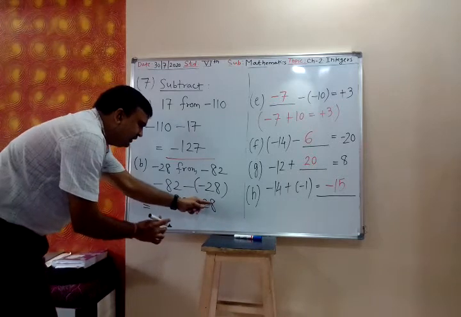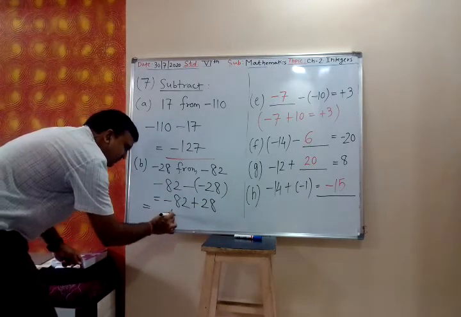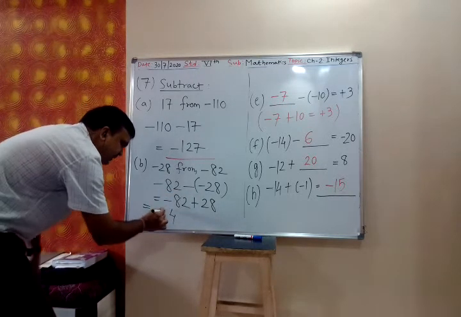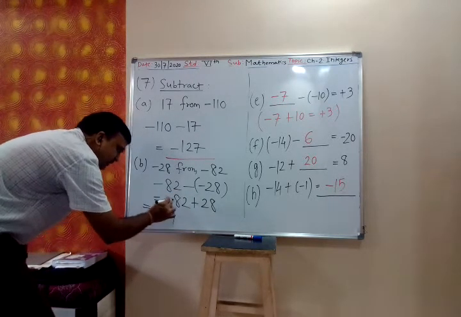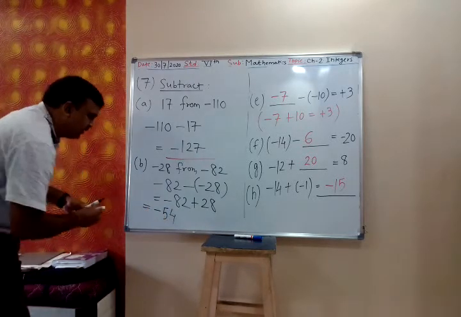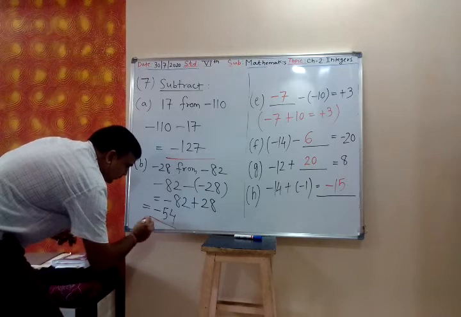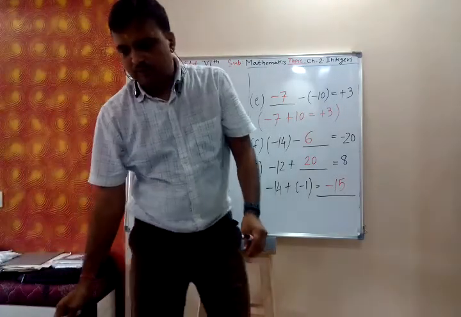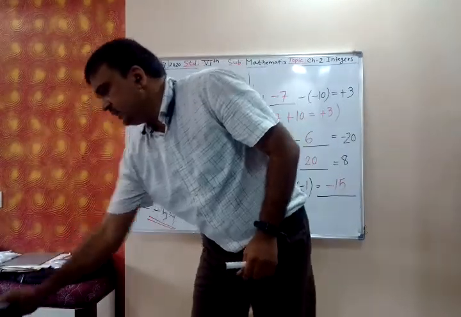So 12 minus 8 is 4. We have to subtract the numbers, and then 1 is carried. So 7 minus 2 is 5. 54. And which number is bigger? Minus 82. So the answer is minus 54. Whenever they have opposite signs.